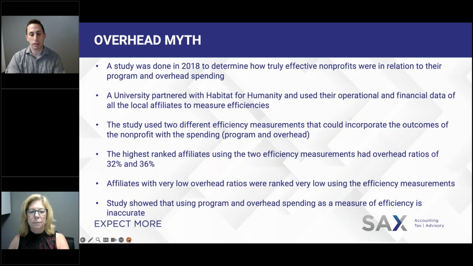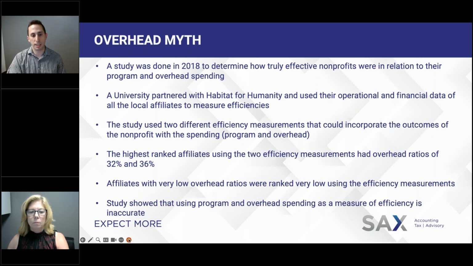But those were considered the most effective of affiliates, even despite those high overhead ratios, which just goes to show that if a nonprofit is investing in themselves, investing in the infrastructure they need, they could take that dollar being donated and get a much further result than if they were spending all their money on the program. Because what they found was the affiliates with the very low overhead ratios were actually ranked very low from an efficiency standpoint.